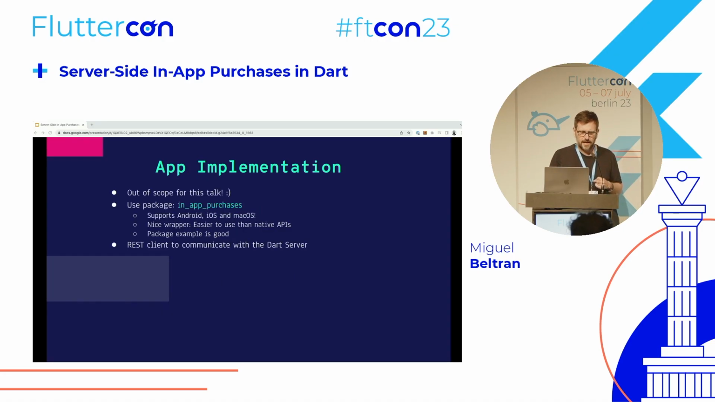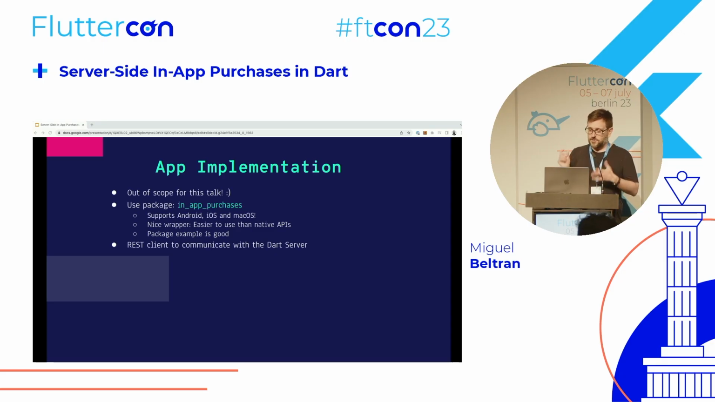The implementation of the app is out of scope for this talk. You just need to use the in-app purchases package. And this is really good. It's well supported by the Flutter team. It supports Android, iOS, and macOS. And it's actually a nice wrapper on the native APIs. It's actually easier to use than the native APIs. And the example that you're going to find in the repo is good. So I don't need to explain to you how to do it.